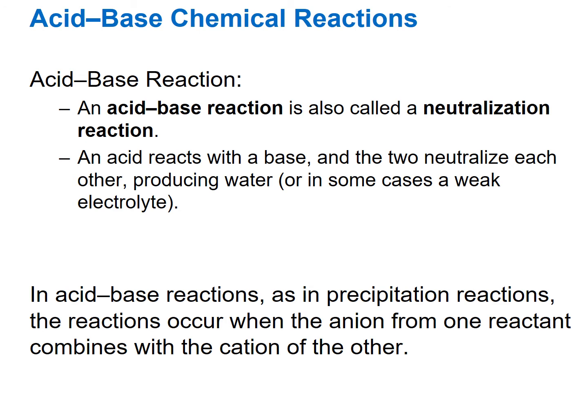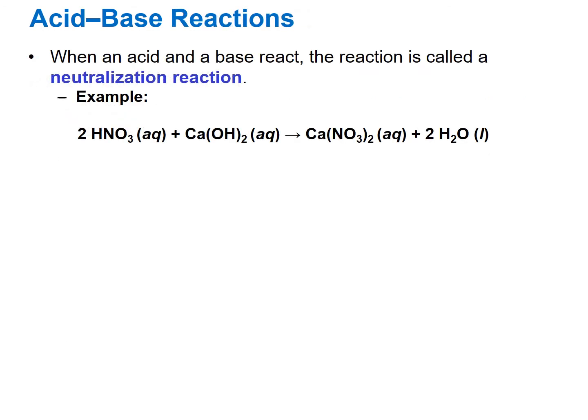In acid-base reactions, as in precipitation reactions, the reactions are going to occur when we have our acid and our base in their aqueous form. So we're looking at ions suspended in solution with these reactions. So like I said on the previous slide, when an acid and a base come together and create a reaction, it's called a neutralization reaction, because what ultimately happens is that you're going to create a spectator ion, which we call a salt. In this case, it's going to be calcium nitrate, and we're going to create water.